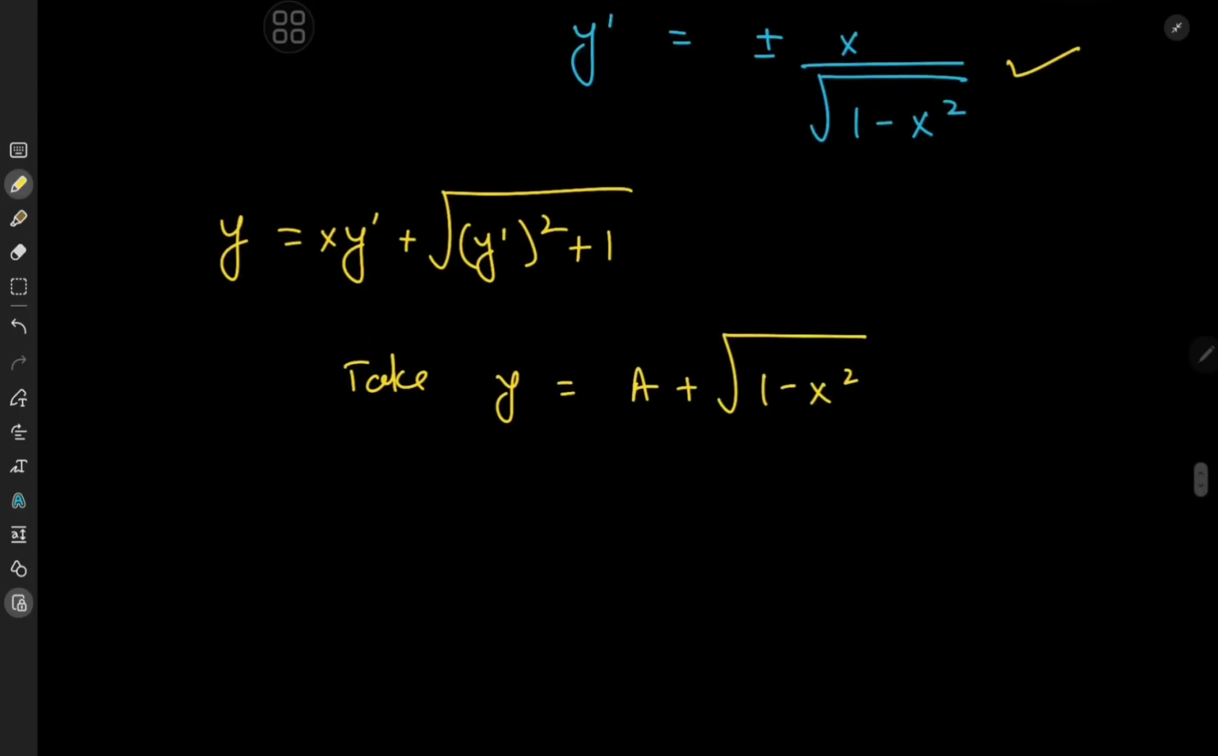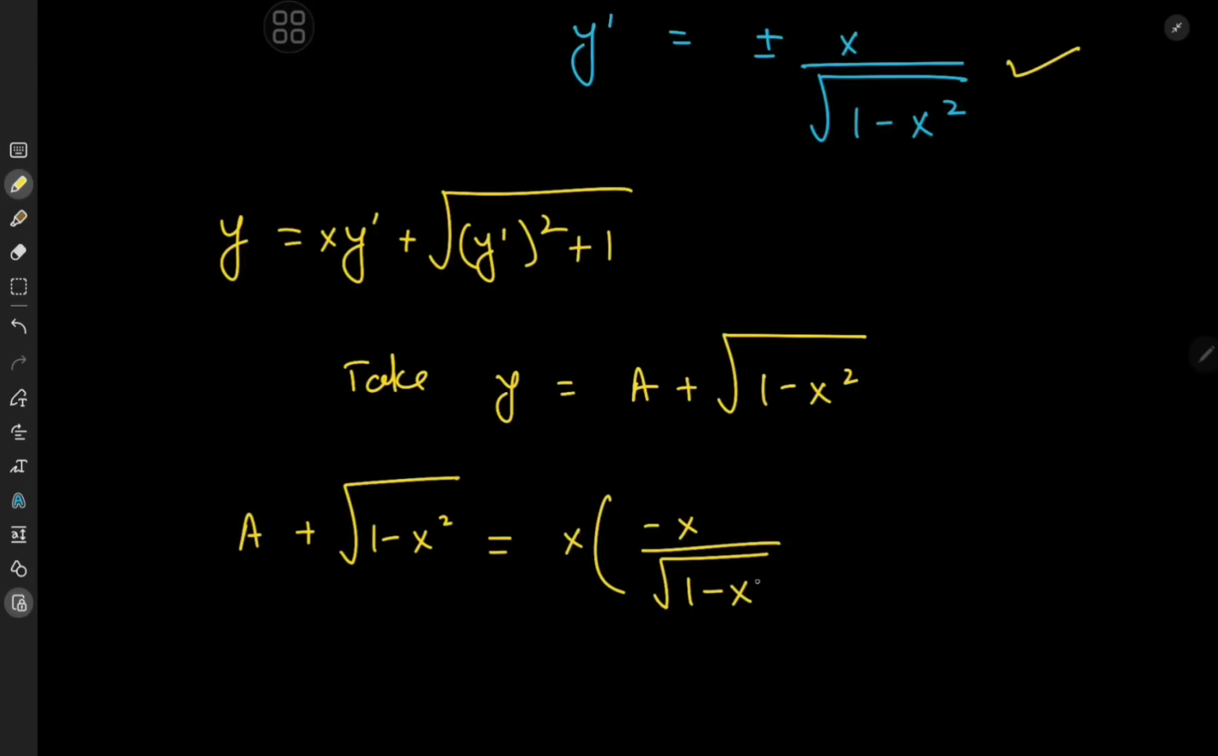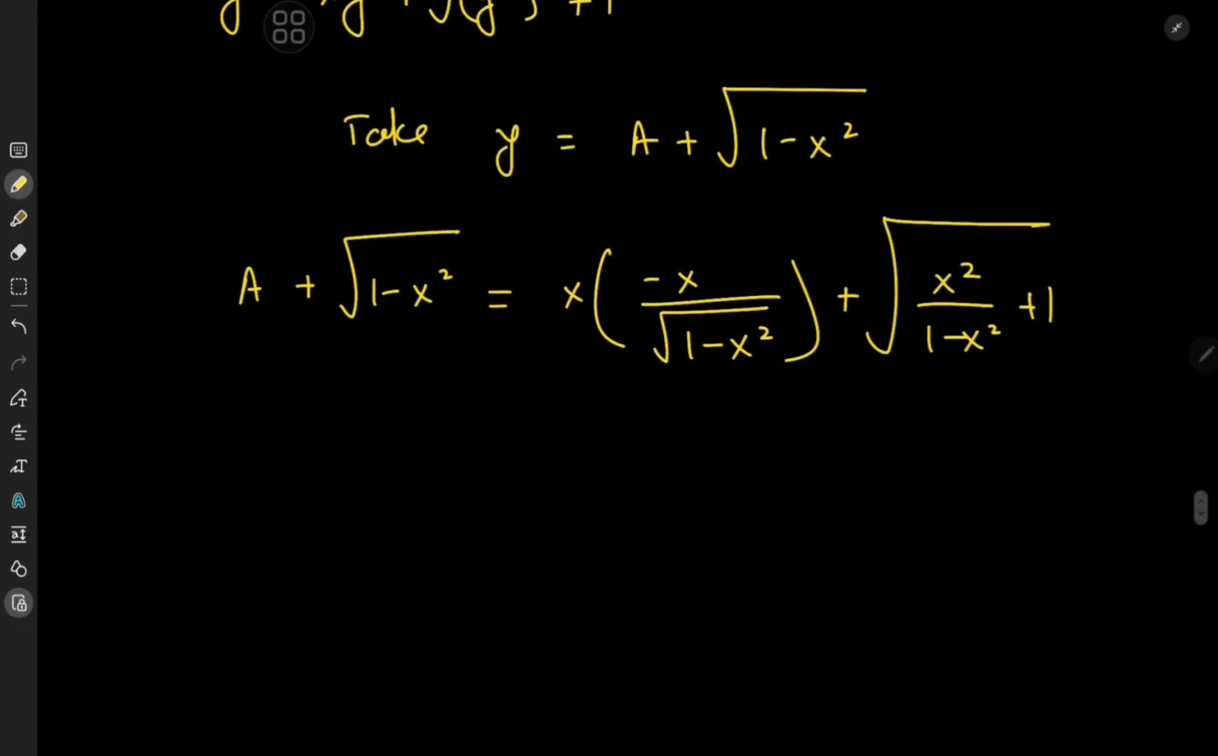And for our differential equation, that means the left-hand side, which is just y, is a plus root 1 minus x squared. And on the right, we have x times y prime, which in this case is negative x divided by root 1 minus x squared, plus the square root of y prime squared, which is, of course, going to be x squared divided by 1 minus x squared plus 1. So let's simplify the right-hand side now.